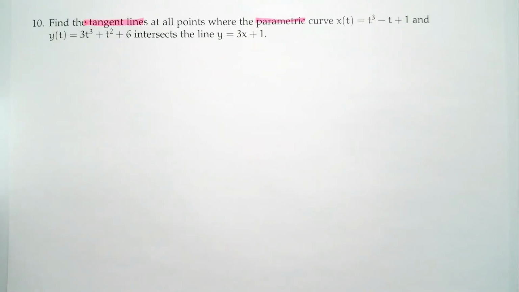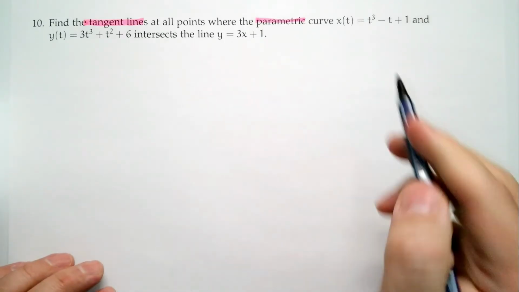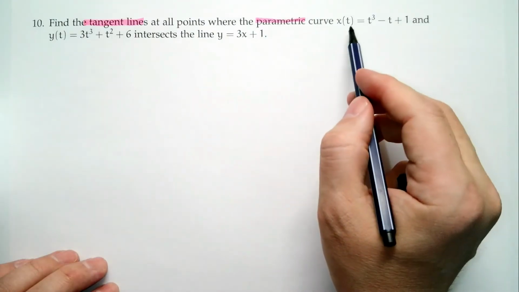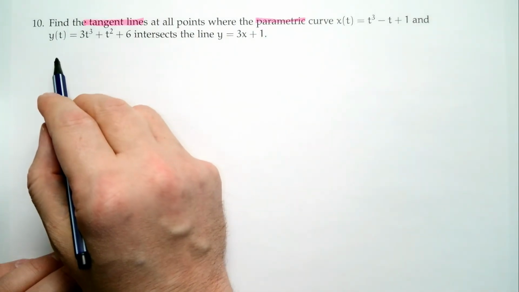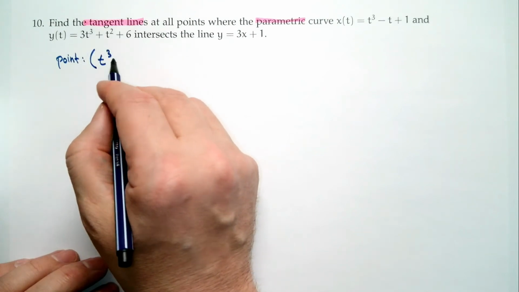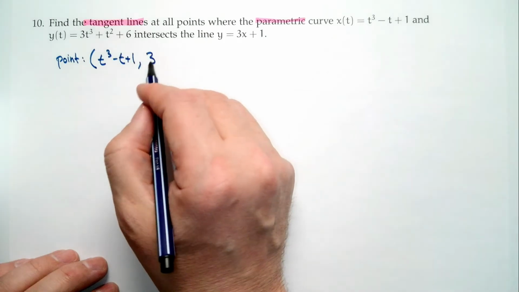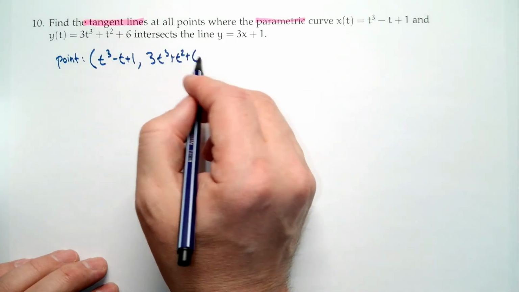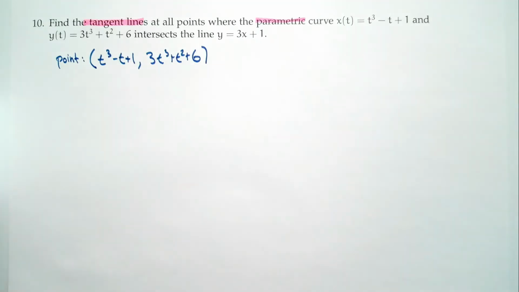So what do we need to start? I guess that's my question for you. Where should we start on this problem? Okay, so if we're after tangent lines, one of the things we need to know is point and slope. Now, for point, that's not so bad. You take your x, t cubed minus t plus 1, and your y, 3t cubed plus t squared plus 6. And sometimes we actually write our parametric curves this way. The x coordinate is this, the y coordinate is that. You plug in a value for t, life is good.